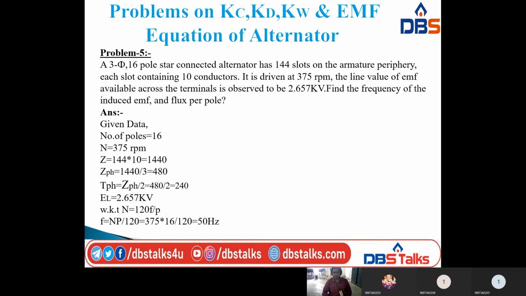Before going into that, the given data is the number of poles, the number of conductors, the speed and the induced EMF. From that we have to calculate the remaining ones. What is the formula for induced EMF in the alternator? That is 4.44 into Kc, the coil span factor, into Kd, the distribution factor, into phi, the flux, into T phase, the turns per phase, into f, the frequency.